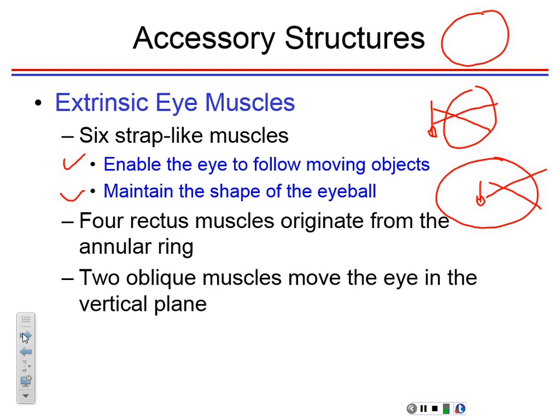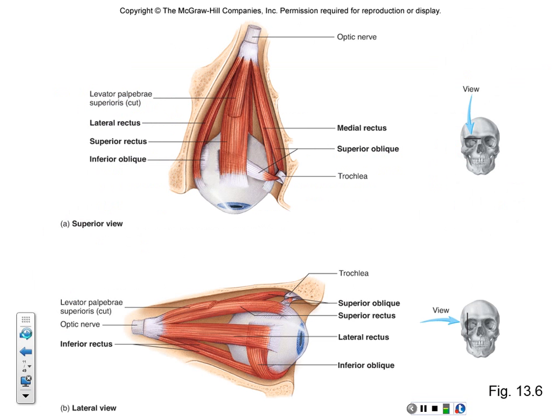All right. The 4 rectuses, of course, originate at the 4 compass points on the eyeball. All right, and then the 2 obliques on the top and bottom. Okay. When we dissect the sheep eye, it's a ruminant animal, and it has another, a seventh extrinsic eye muscle called the retractor bulbi, which we don't have.